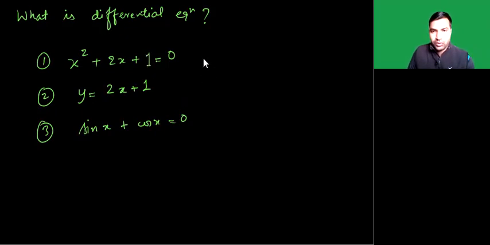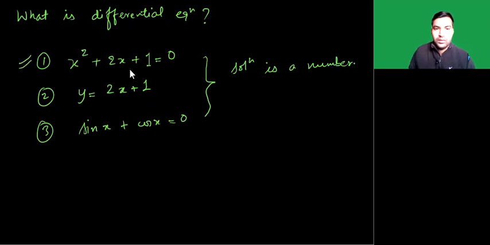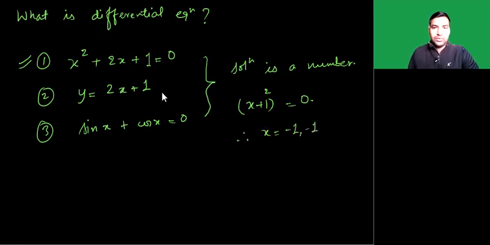Now, if we talk about the solution to these types of equations, we see that the solution is a number. For example, if we look at equation 1, it is basically (x plus 1) whole squared equals 0. Therefore, the solutions will be x equals minus 1, comma, minus 1. So these types of equations have a solution in the form of a number. All right. Now, let us talk about what a differential equation is.